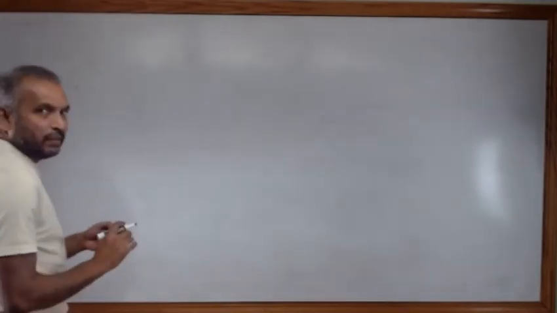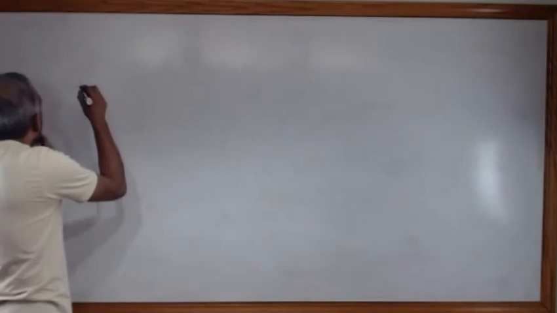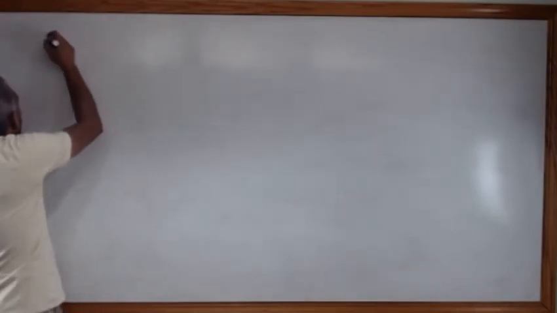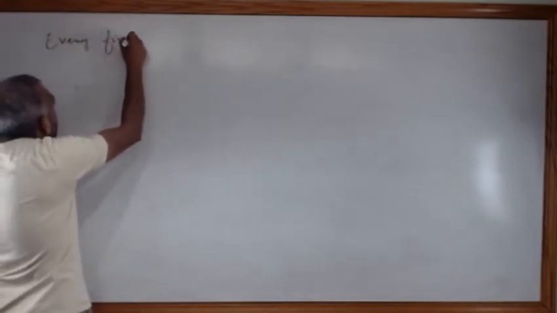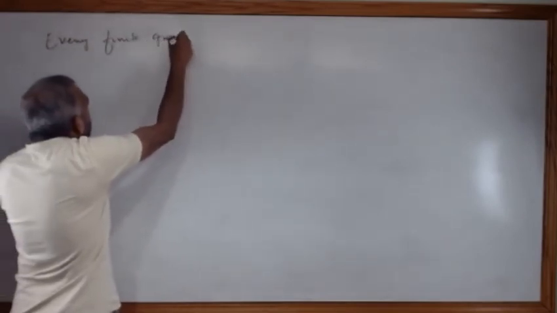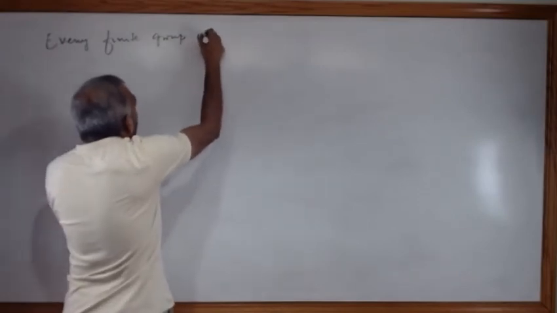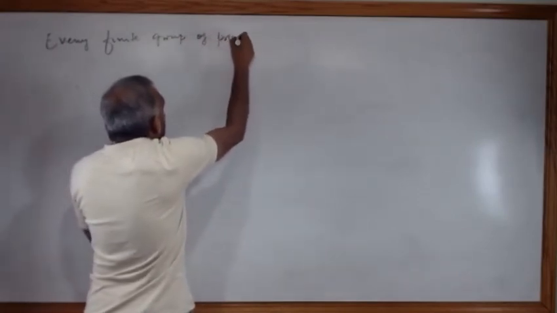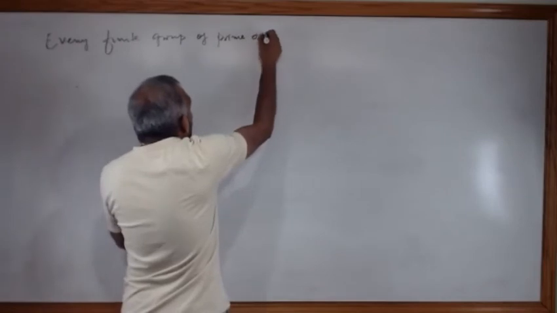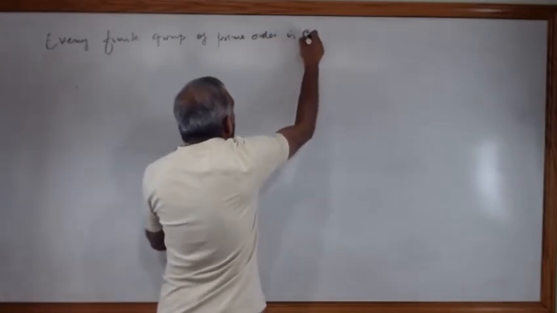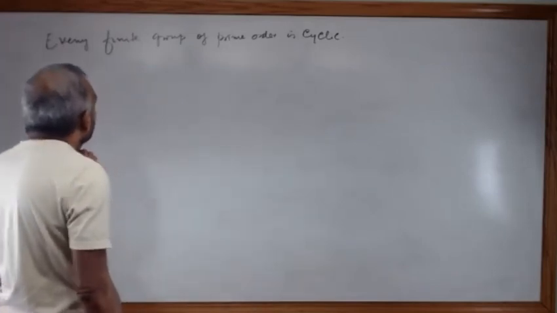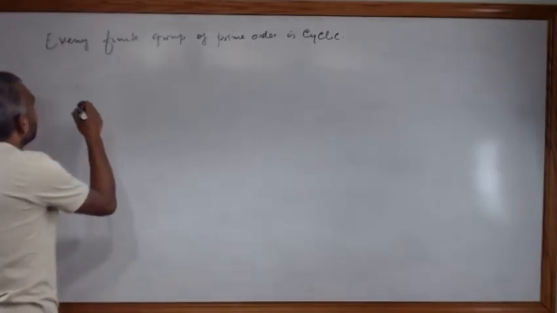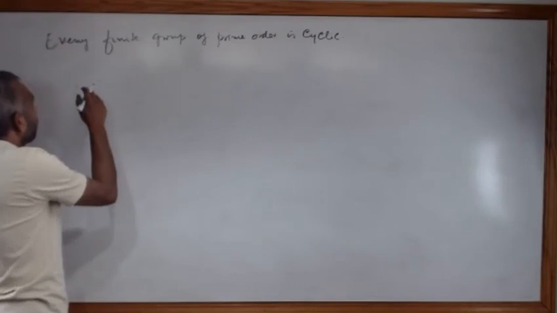We will derive a very simple result on finite groups. Every finite group of prime order is cyclic. So we are going to use the theorem of Lagrange here.